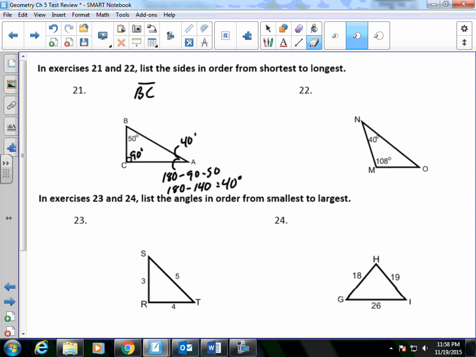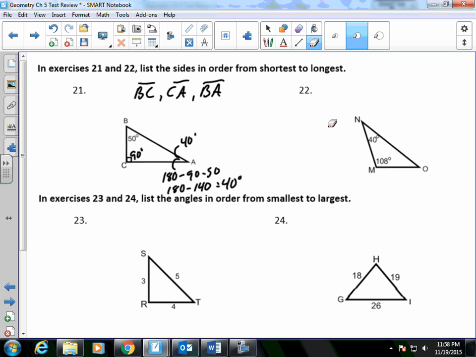So BC. And the next bigger angle is 50 degrees, so the side opposite of it, CA, will be the next longest. And the 90-degree angle is the largest angle in the triangle, so the side opposite of it should be the longest side. So that would be side BA. So BC, CA, BA, or CB, AC, AB. The order within the segment name doesn't matter.